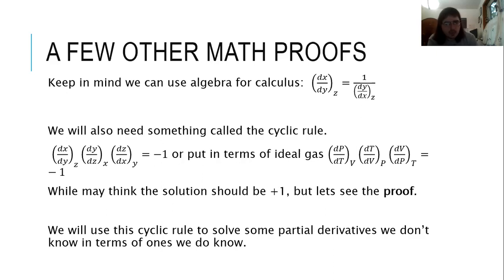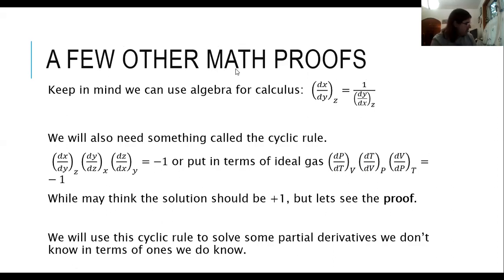And the other thing is the cyclic rule. The idea that if I take the partial differentials with respect to each variable in turn and multiply them all together, I will get -1. So dx over dy, dy over dz, dz over dx. Now you'd think that each one would in turn cancel each other out and you'd have +1, but we actually get -1. We'll see a proof. So dP over dT, dT over dV, dV over dP. We're going to use this to solve some partial differentials. Let's see the proof.